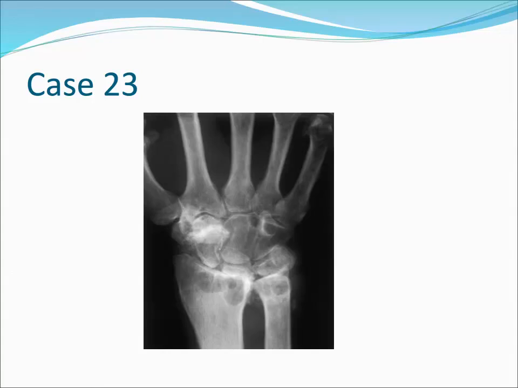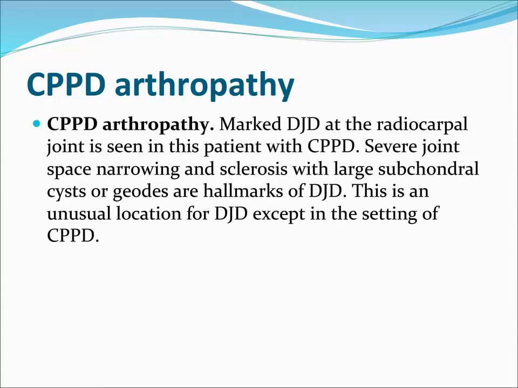CPPD arthropathy. Marked DJD at the radiocarpal joint is seen in this patient with CPPD. Severe joint space narrowing and sclerosis with large subchondral cysts or geodes are hallmarks of DJD. This is an unusual location for DJD except in the setting of CPPD.